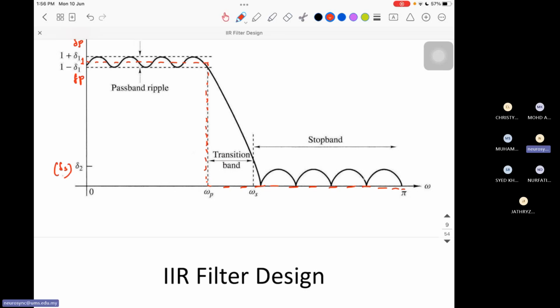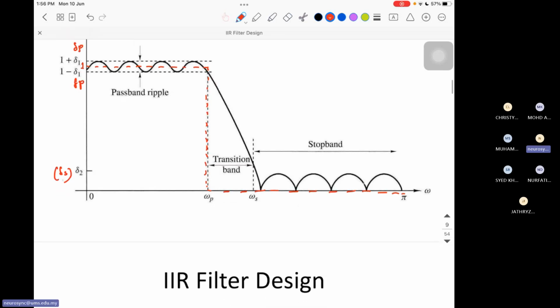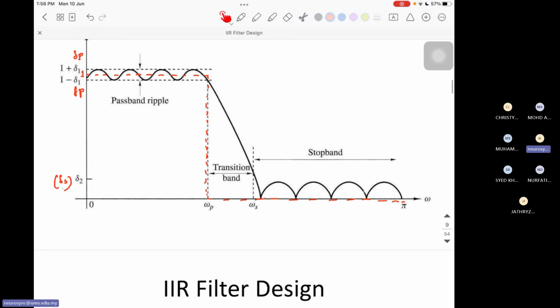Now you can see this is not a straight line like the ideal case. Here we will get the characteristics like this, not the straight vertical line. It is like this. Okay, so this is the stop band, and this is basically the stop band ripple. This delta 2 is nothing but delta s. So these are the characteristics we will get in the non-ideal filter case.